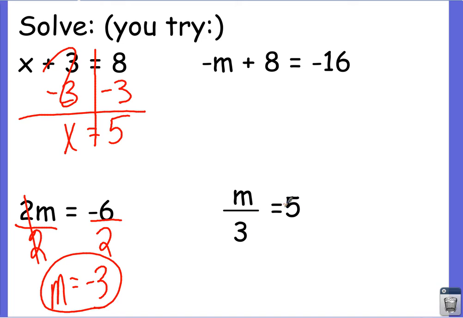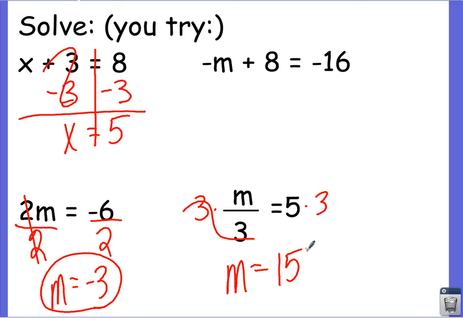m over 3 equals 5. This bar here, anytime you see that bar, means to divide. So we're going to multiply to get rid of it. So m equals, if I multiply the left side by 3, I'm going to multiply the right side by 3. So m equals 15.